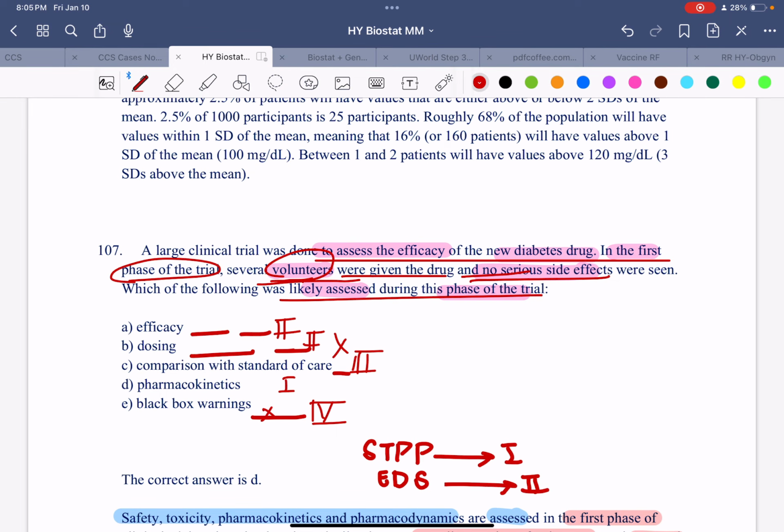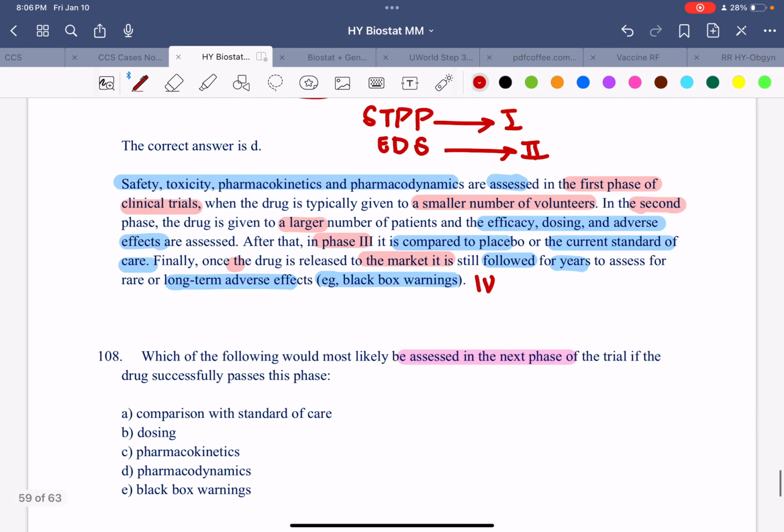And what do we calculate for with phase 1? You know, we calculate STOP, right? Safety, toxicity, pharmacokinetics, and pharmacodynamics. So amongst these, choice D represents phase 1, whereas efficacy and dosing are compared basically in phase 2, in which there are a moderate number of diseased people, and the comparison with standard of care is in phase 3, and the black box warnings are in phase 4.